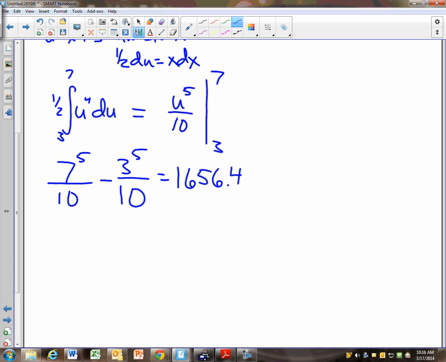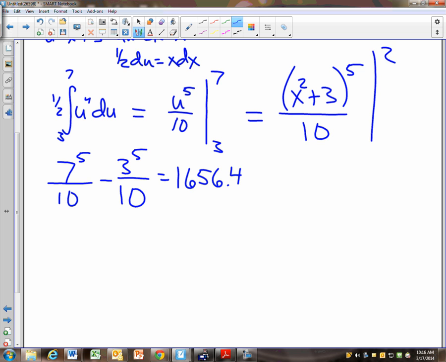Now, I want to be clear. That would be the same as x squared plus 3 to the 5th power over 10 evaluated at 2 and 0. So if you would have plugged x squared plus 3 back in, then you would do the bounds from 2 to 0. Is it plain for you to see now that these are the same? If you plug in 2, you get 7. If you plug in 0, you get 3.